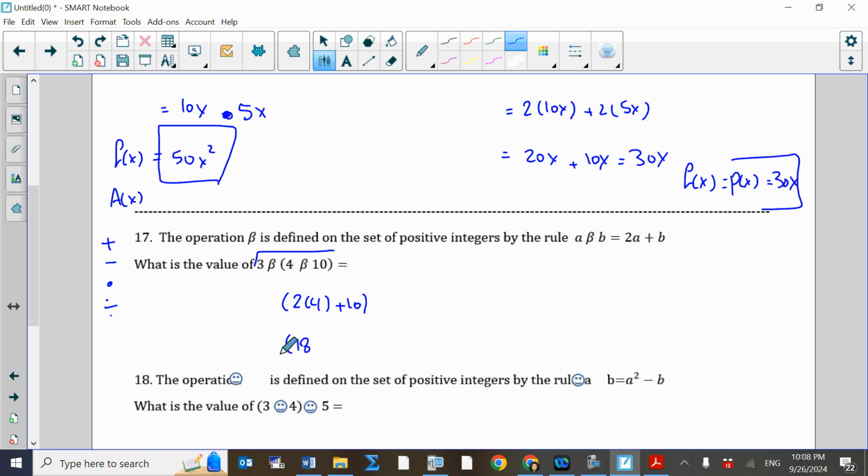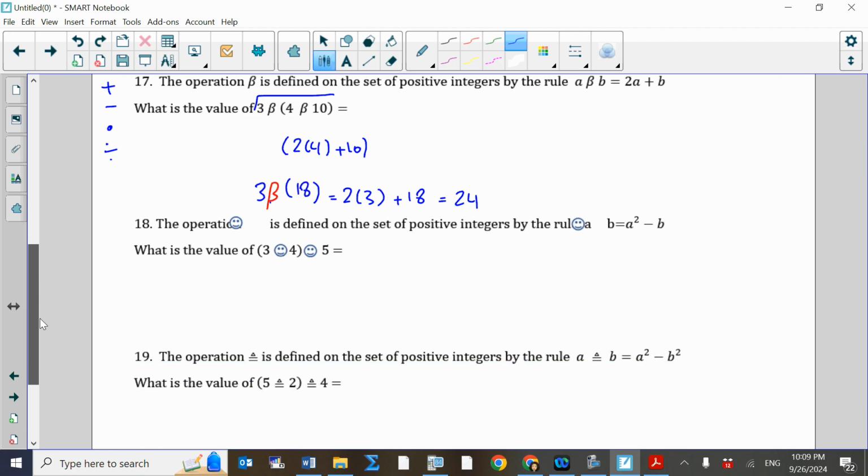Now we need to use the same operation, this time with 3 and 18. What is the rule? Same thing. Take the first number, multiply by 2, 2 times 3, and add 18. 6 plus 18 is 24.